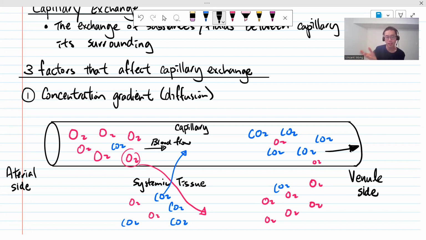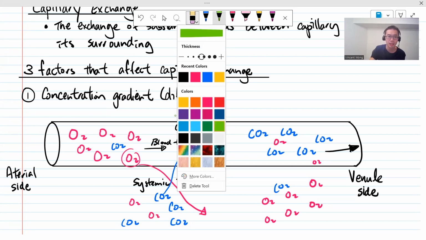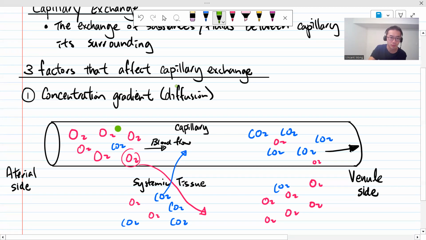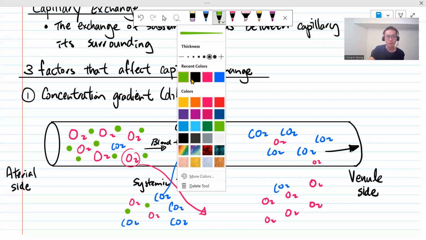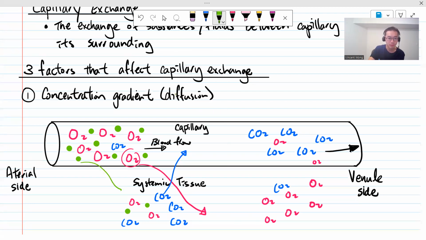This is not restricted to gas. It's not restricted to oxygen and carbon dioxide. It can also be happening to things like glucose. Okay, I'm just going to use these little green dots here to represent glucose. And the glucose is being used up in the tissue, right? So then it will come out. Yeah, so green dots. We'll say nutrients.